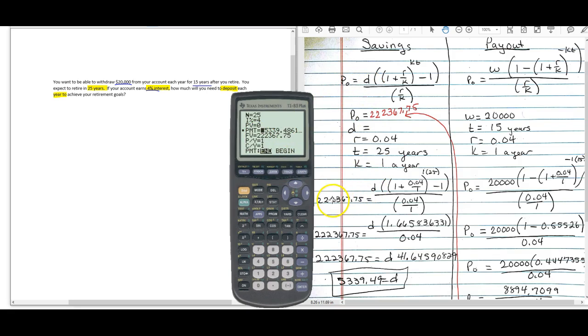depositing into our account. So hopefully that was helpful. It takes some practice to know what goes where. Again, present value, future value, payments, deposits, or withdrawals, depending on if we're doing a savings or a payout annuity, interest, and this is the number of compoundings times the number of years.